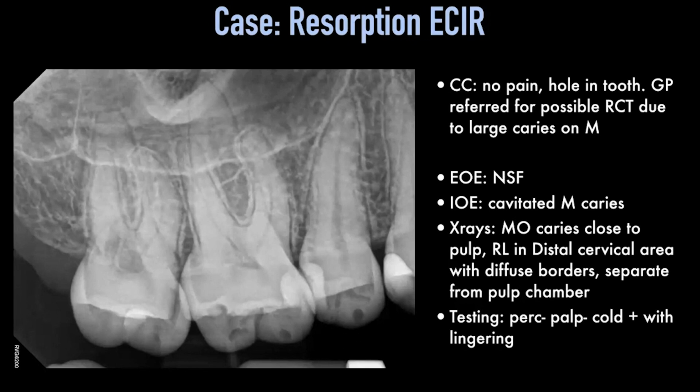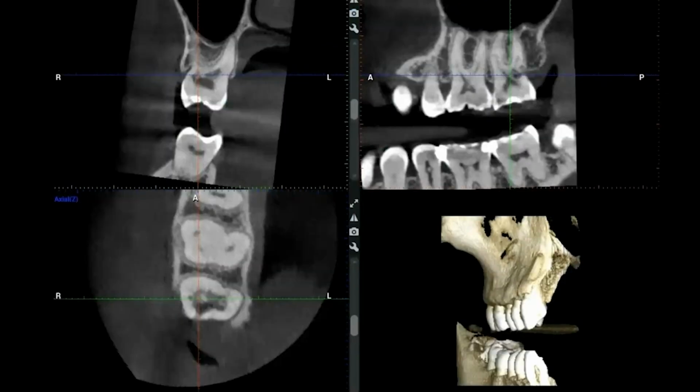And then you can see MO caries, kind of close to the pulp, but we also see this kind of diffuse radiolucency right in the middle of the pulp chamber area. We tested it. Whenever we see that kind of diffuse area, we definitely want to suspect possible external cervical invasive resorption, ECIR. So this is when a CBCT is key.